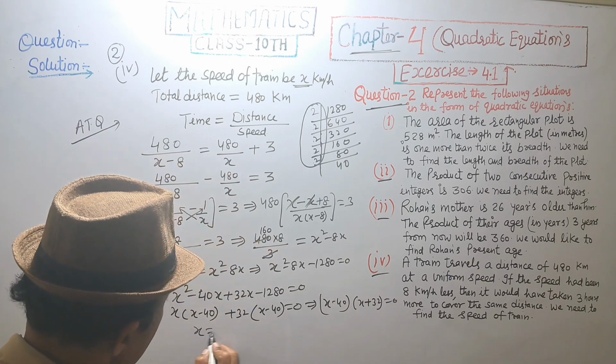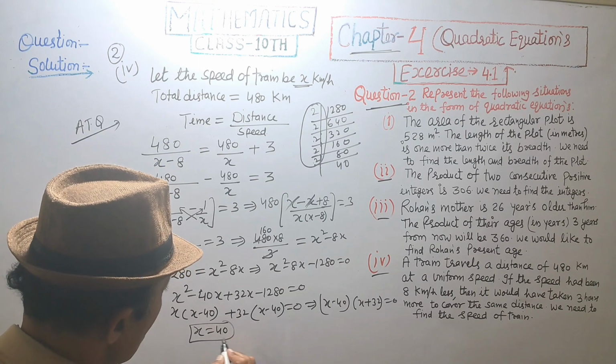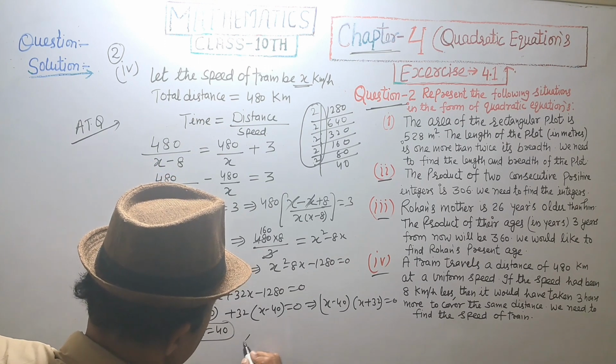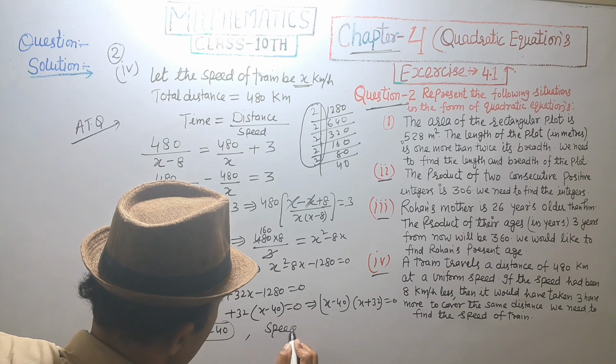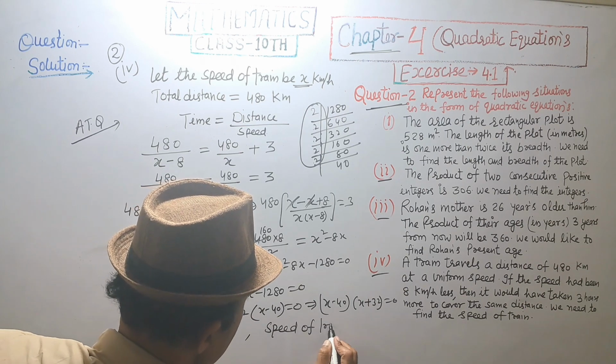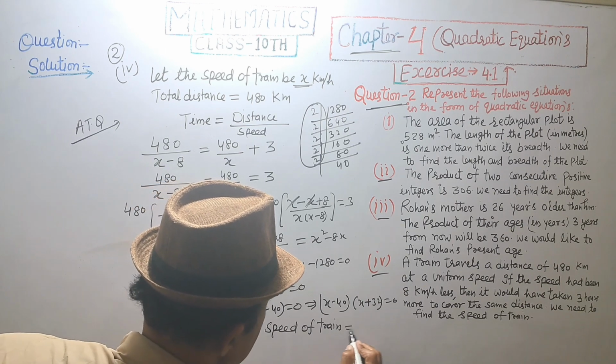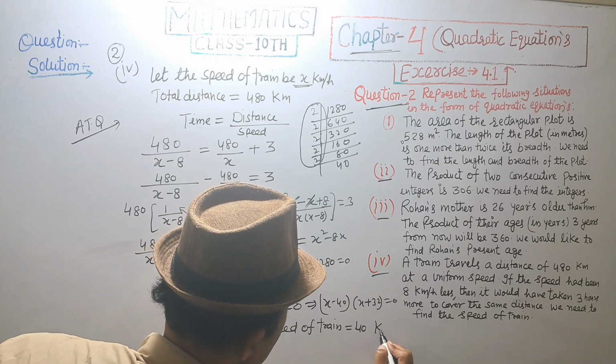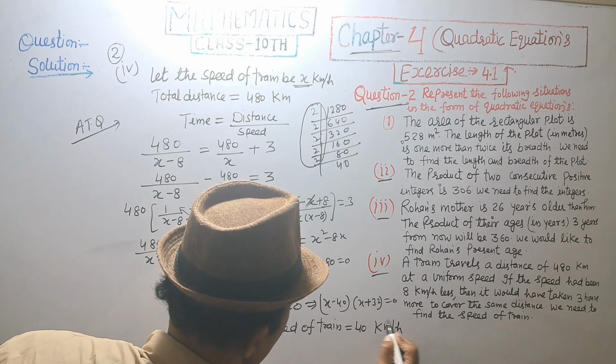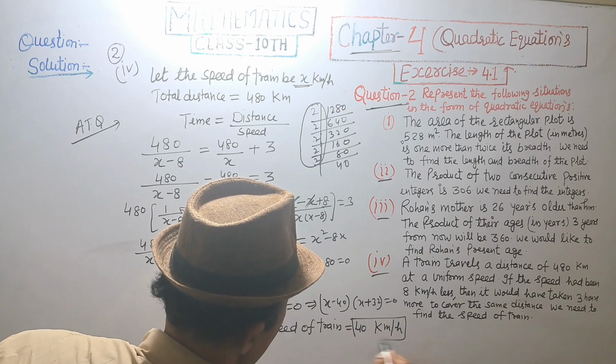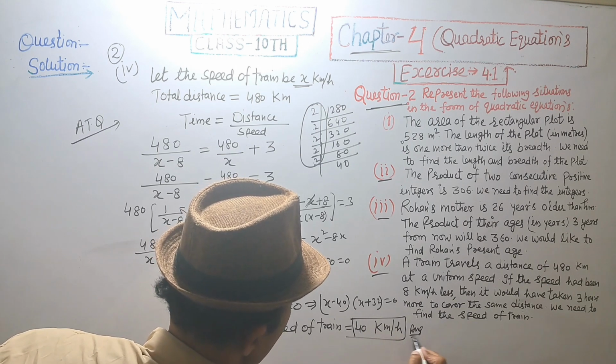x is equal to positive 40. So the speed of the train is equal to 40 kilometers per hour. Answer.